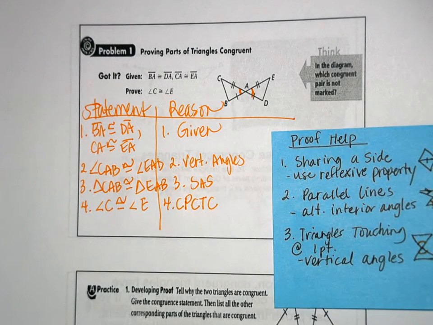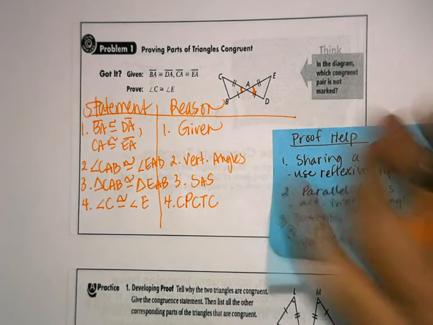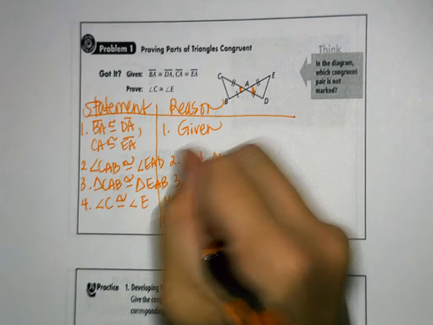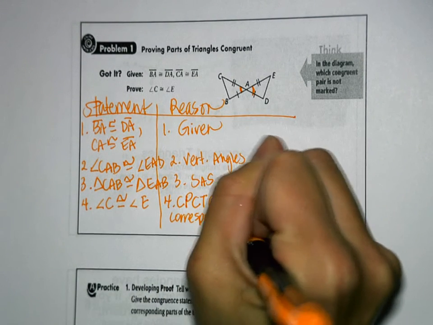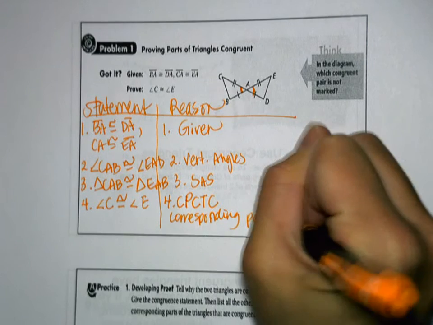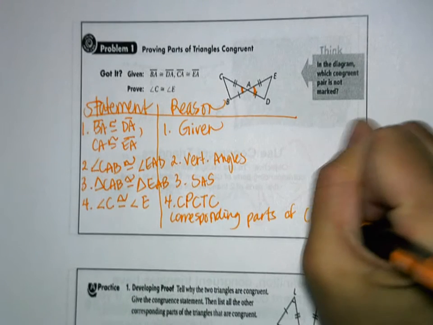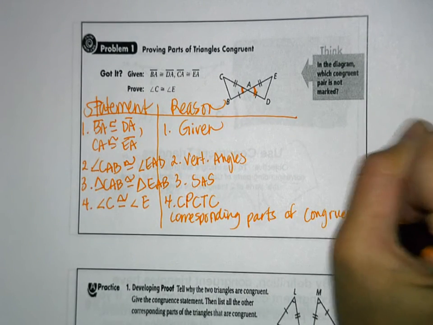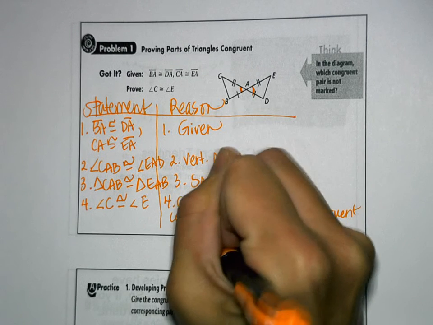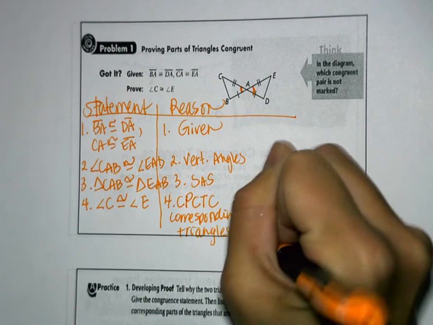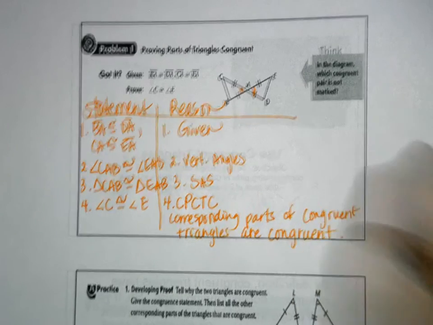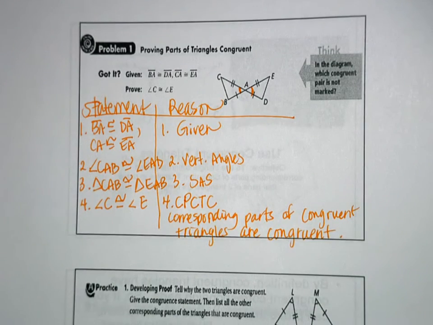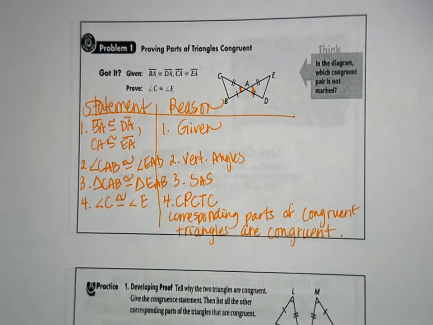So CPCTC. And I'm going to write this out in words so that you can look at it later and know what we are saying. So that means corresponding parts of congruent triangles are congruent. And I'll wait a minute to make sure you guys have all that.